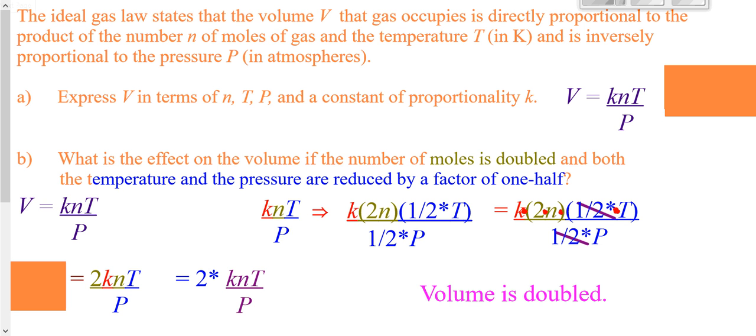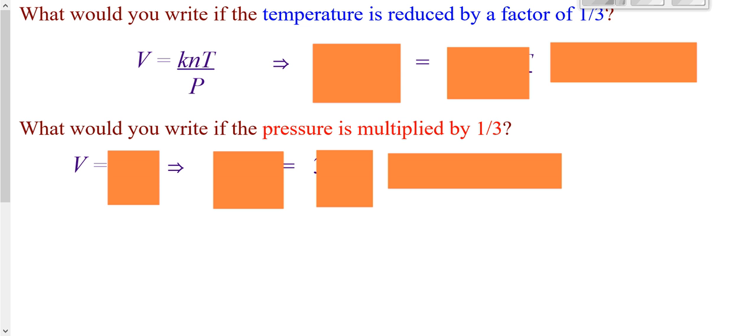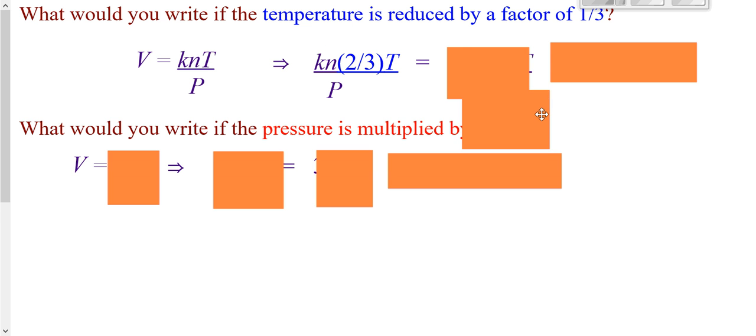So, a couple other questions. What would happen if our temperature was reduced by a factor of a third? Well, if it's reduced by a factor of a third, that means 1/3 of it's being eliminated, and we're only left with 2/3 of the temperature. So instead of putting T, I'm going to put 2/3 T.